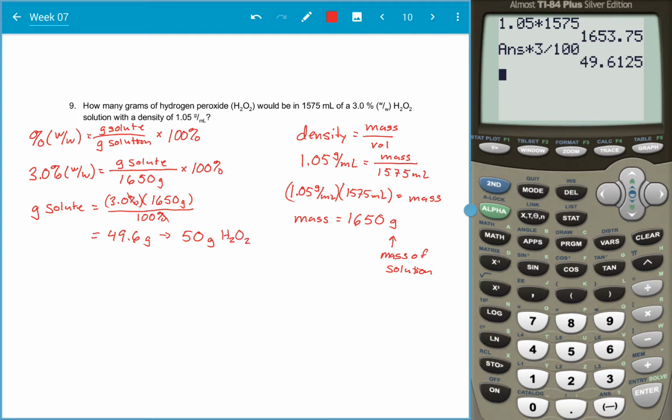Now, if you wanted to write it in an unambiguous way, you could convert it over to scientific notation and write it as 5.0 times 10 to the 1 grams of hydrogen peroxide, either of which would be an acceptable final answer.